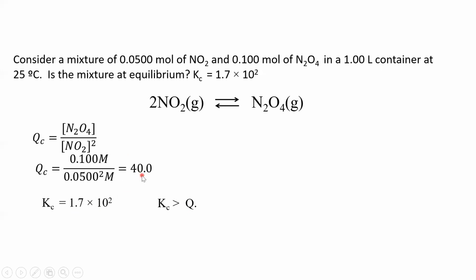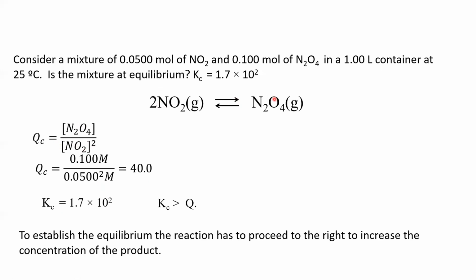Q can change as the concentration of the substances in the reacting vessel changes. So we want to increase Q until it's equal to K. Well, in order to increase Q, that means we're going to have to increase product and decrease reactant. In order to increase product and decrease reactant, the reaction is going to shift in what's called the forward direction, or it's going to shift towards the right.